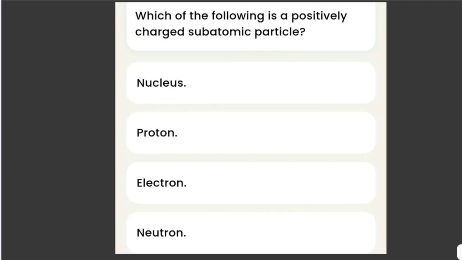Which of the following is a positively charged subatomic particle? Nucleus, proton, electron, or neutron? The answer here is proton. A proton is a stable subatomic particle that occurs in all atomic nuclei, and it has a positive electric charge.